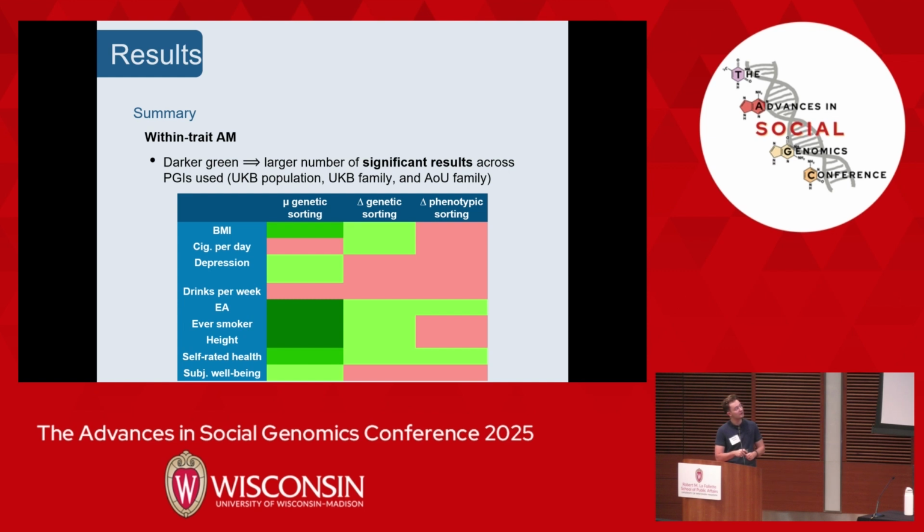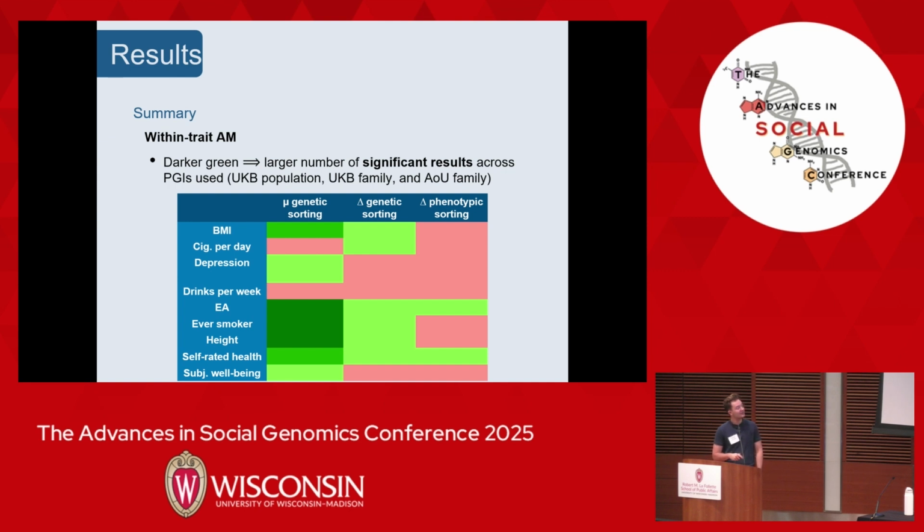So for BMI, for example, we observe statistically significant genetic sorting, but then that slope on our assortative mating estimates is no longer statistically significant when we measure phenotypic sorting. However, we do see that that slope is preserved for educational attainment and self-rated health. That's specifically in the All of Us data set, if you're interested.